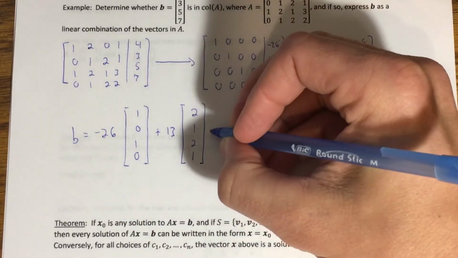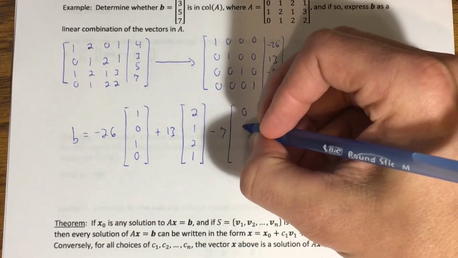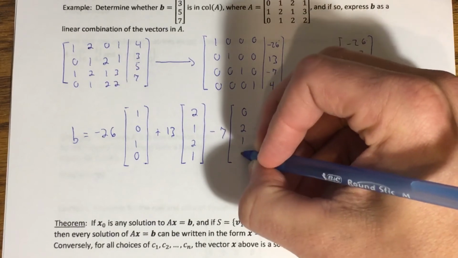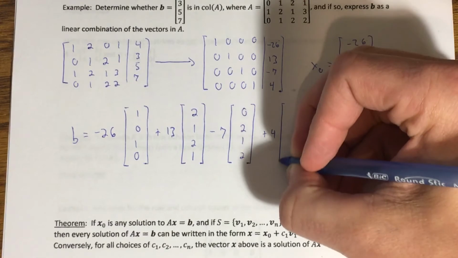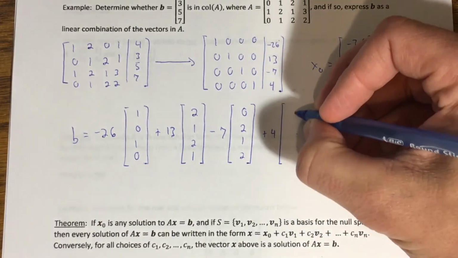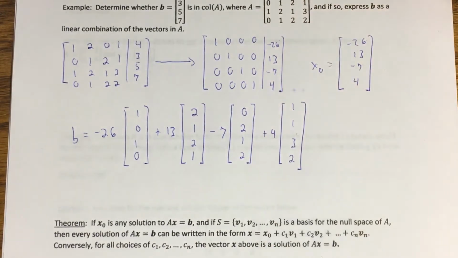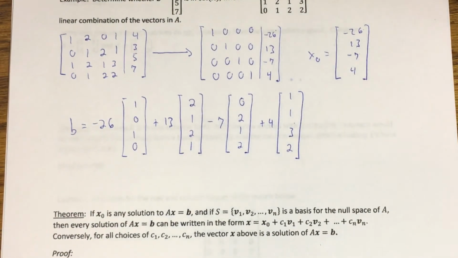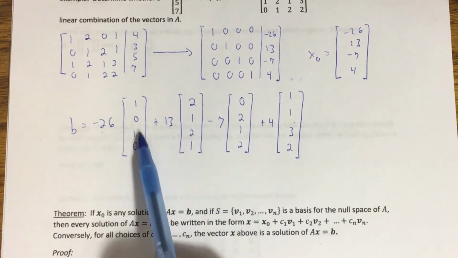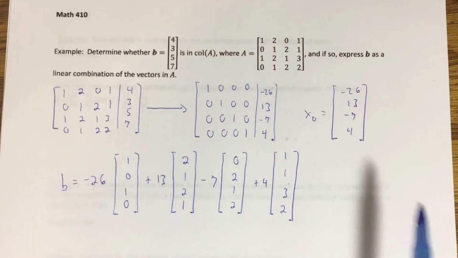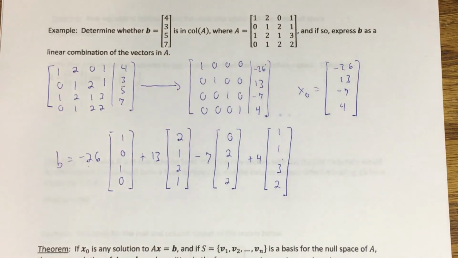And then minus 7 times the third column vector, 0, 2, 1, 2. And then the fourth, plus 4 times the last column vector, 1, 1, 3, 2. And just to make sure that we did that correctly, it's worth going back on your own and checking to see that this linear combination, when you multiply in the scalars and add everything up, does in fact give us the original vector B. So I encourage you to check that on your own.